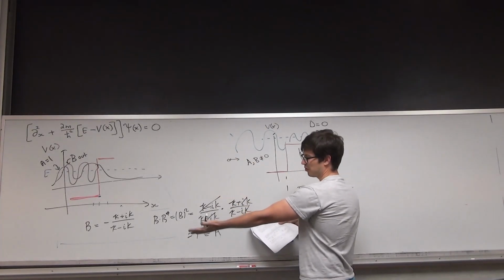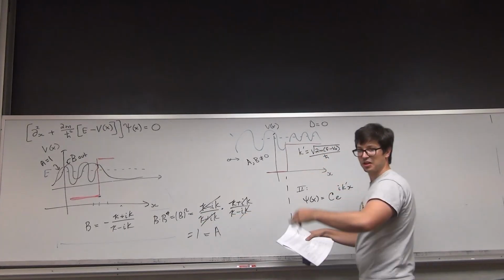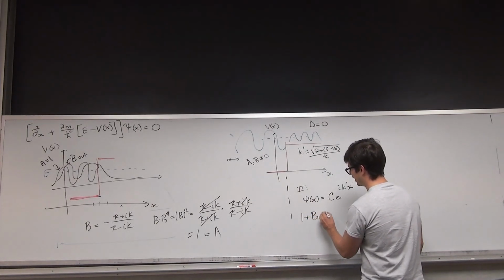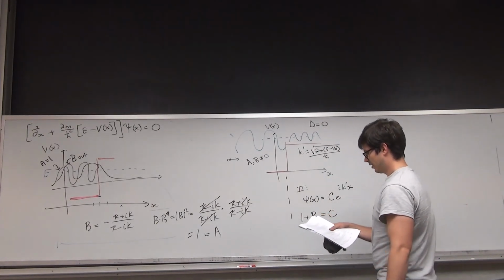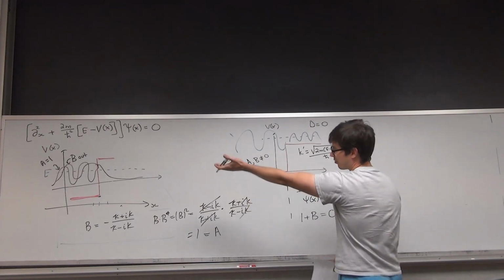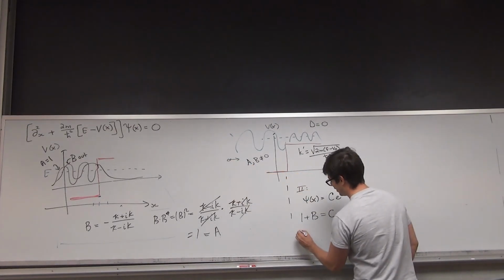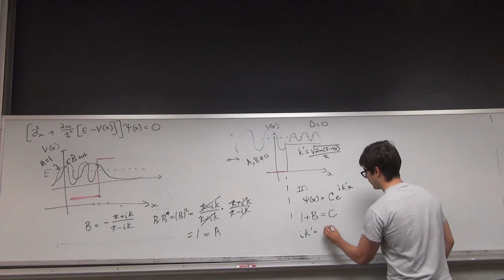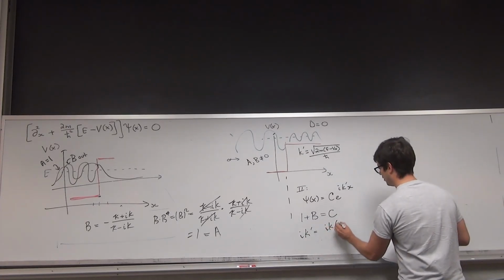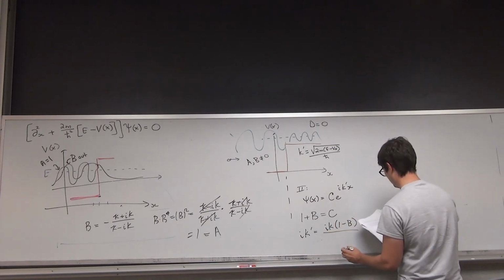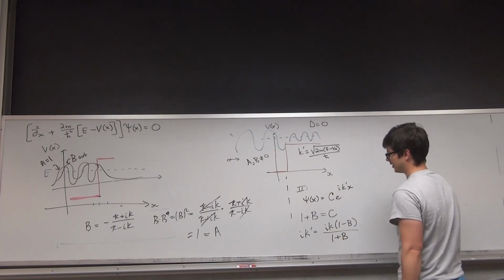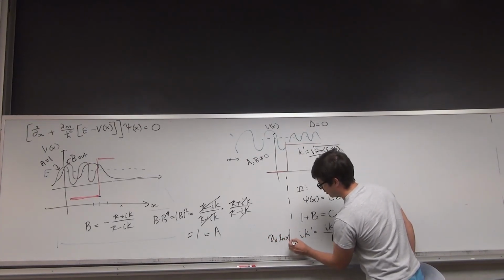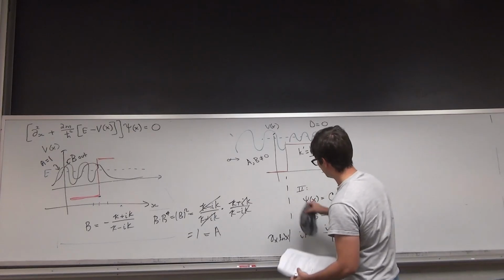And then you could go through this whole process again of matching the function at 0, and you'll find 1 plus b is equal to c again. And again, we're setting a equal to 1, just like we did over there. But you would find a slightly different equation for k prime. You would find the following: ik (1 minus b) over (1 plus b). This is from the continuity of the derivative.